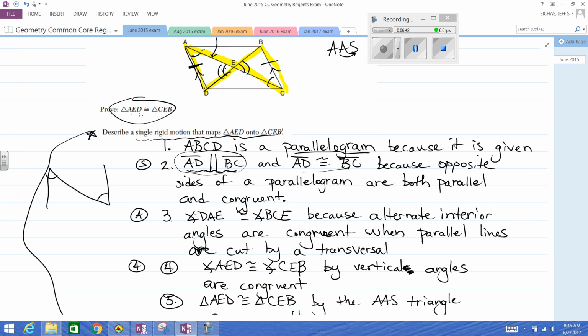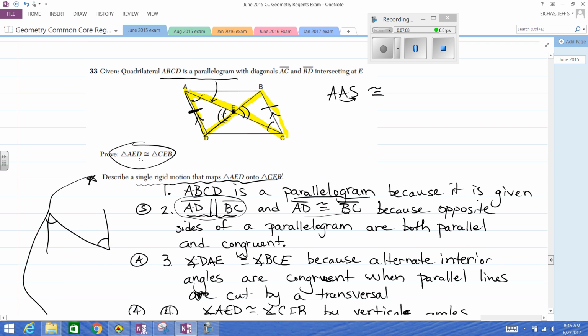Let's see here. It looks like we could use a 180-degree rotation, but we should be able to prove why. All right, they're already congruent, so we don't have to prove it. Let's just describe that. We don't have to justify it. We've proven they're congruent, so just describe it.